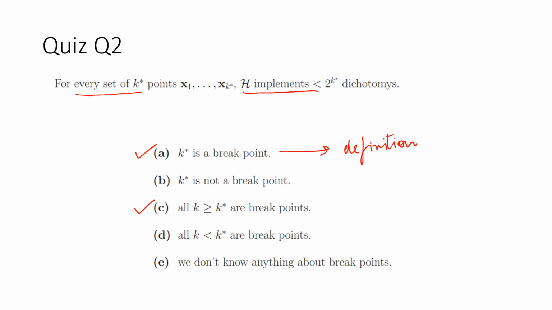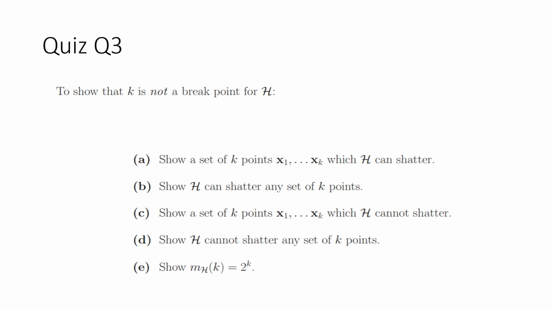And that finishes quiz number 2. Okay, let's move on. Quiz number 3, to show that K is not a breakpoint for H, and just to remind you, K is the one that reveals the deficiency in H, right? So we have to show here that K is not a breakpoint for H, and these are the given options. Let's see what options are applicable.